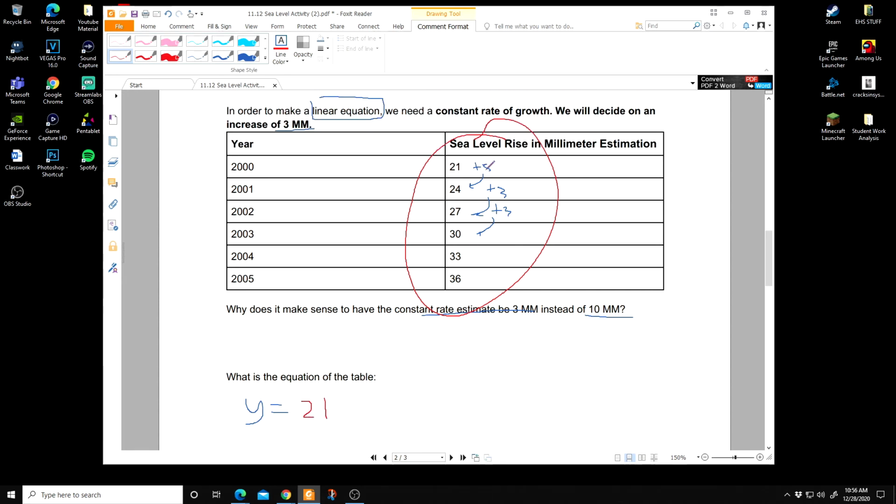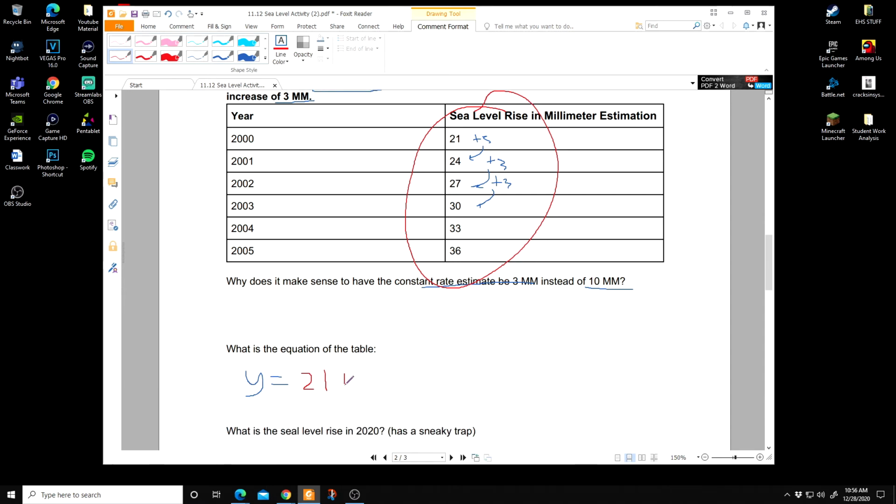And now, what's the pattern? Well, this is why we needed a constant rate of change. The pattern is that we're adding 3 every time we go down this table. So naturally you can just do plus 3x. Boom, like that. And that's going to help us figure out our data, right? That's going to be our data.